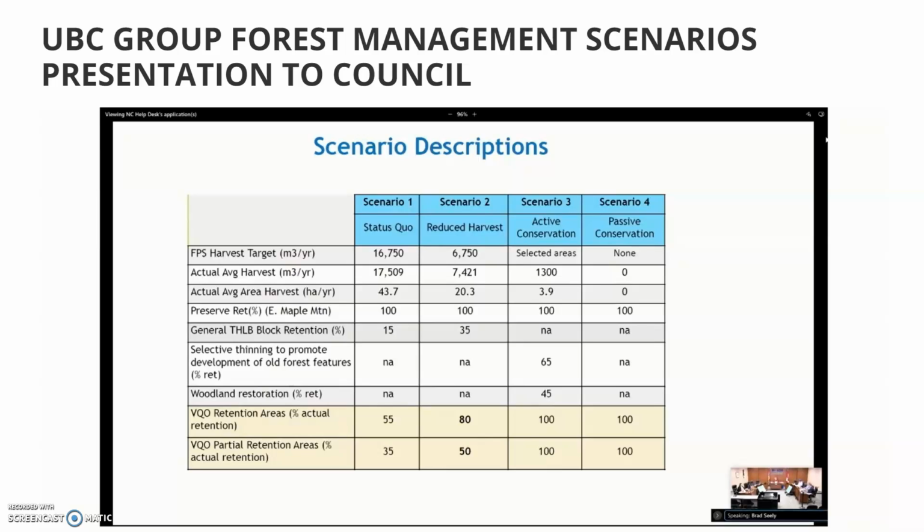Now, in scenario 1, when I first ran it, I tried to put the restrictions on the visual quality objective areas at 80 and 50, which is what I use for scenario 2, which is the guidelines. But if I do that, the model is unable to achieve the harvest target of 17,500 cubic meters per year. So in order to achieve that, I had to drop them down to 55% in retention areas and 35% in partial retention areas. Okay, so we'll come back to that. Next slide.